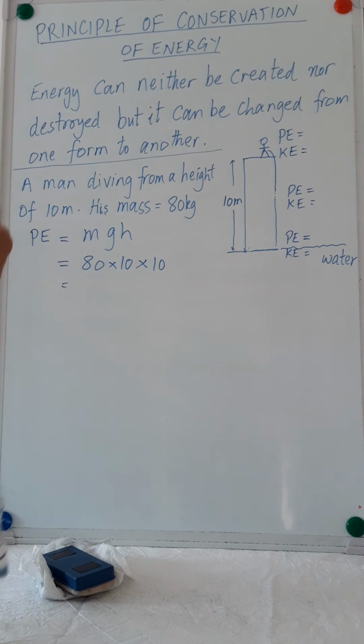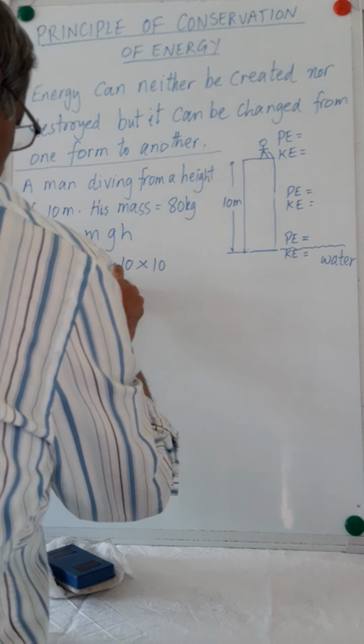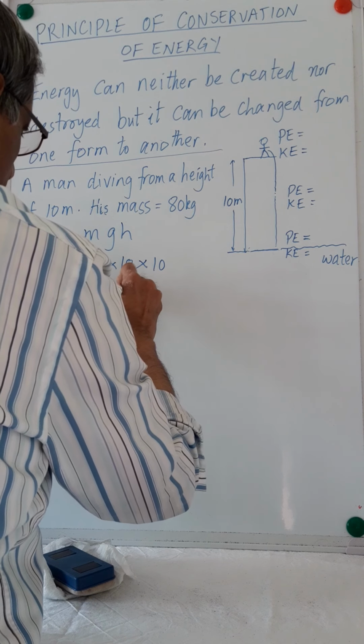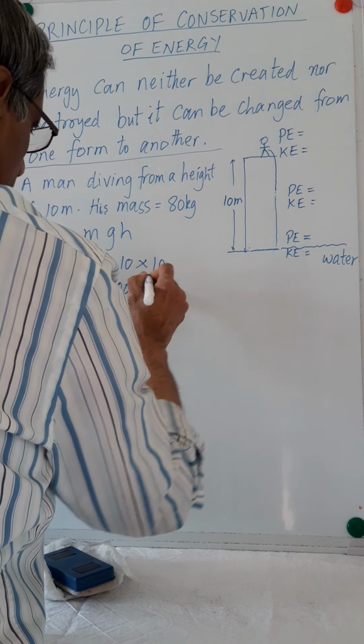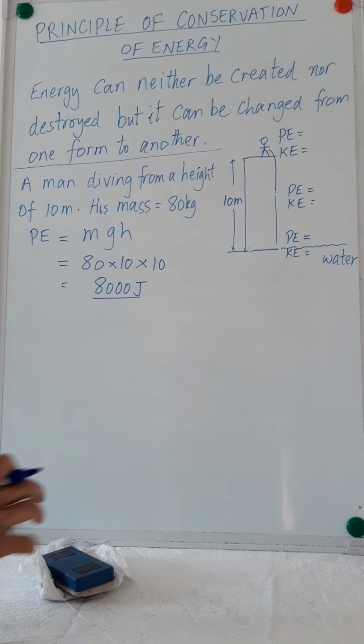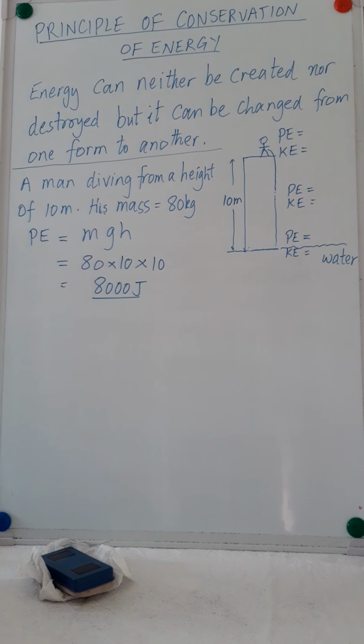So 80 times 10 times 10 comes to 8,000 joules. So he's got a potential energy of 8,000 joules. Now, when he's standing still on the diving board, his kinetic energy is 0. He doesn't have any kinetic energy.